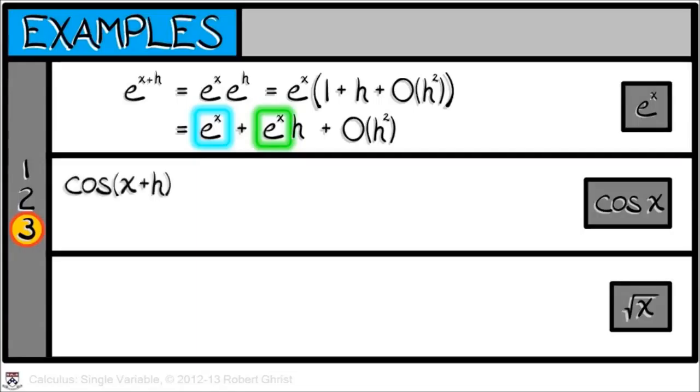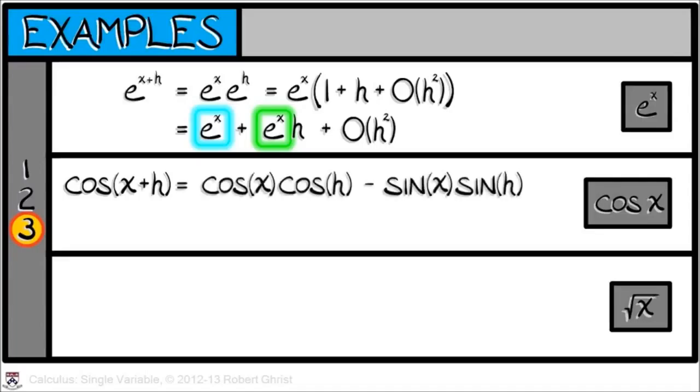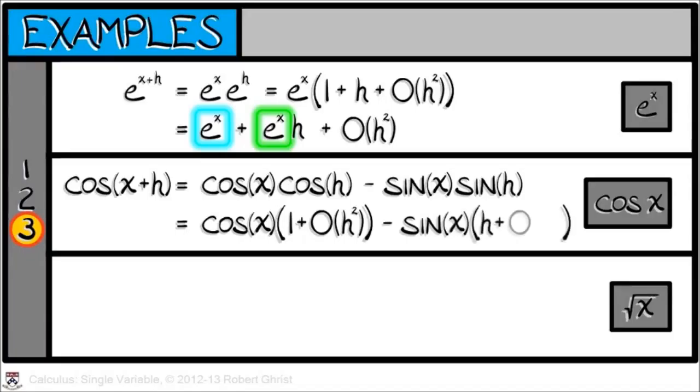Likewise, for cosine, what happens when we look at cosine of x plus h? Well, we can use the summation formula for cosines and expand this as cosine of x times cosine of h minus sine of x times sine of h. And again, using what we know about cosine and sine, we can expand the terms in h and say that cosine of h is 1 plus big O of h squared, and sine of h is h plus big O of h cubed.